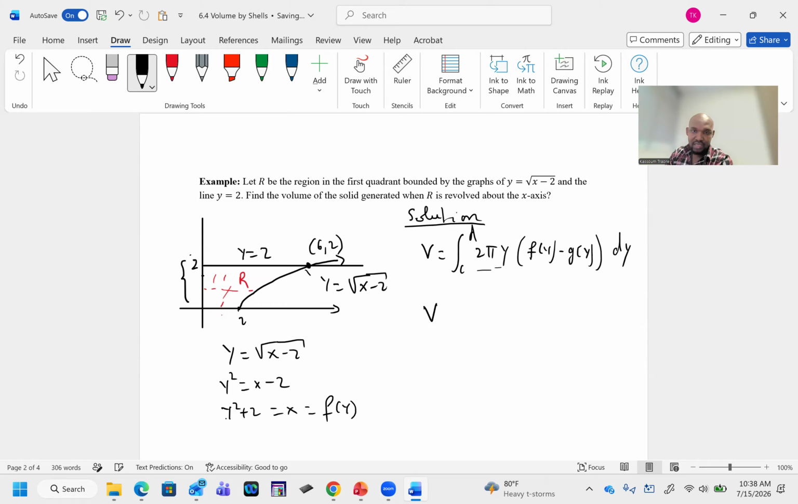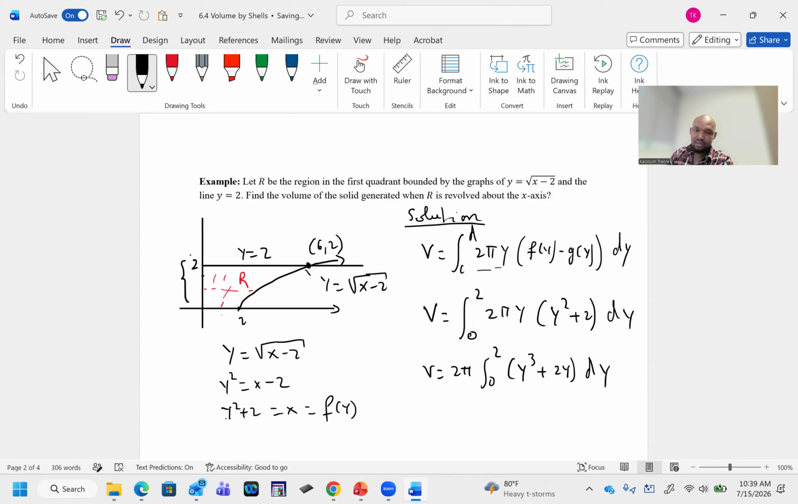So the volume in this case will be the integral from 0 to 2 of 2 pi y times y squared plus 2 dy. And then we solve. Of course, we can take 2 pi out of the integral, so it will be 2 pi times the integral from 0 to 2. We distribute this y, so we'll have y to the power of 3 plus 2y dy.